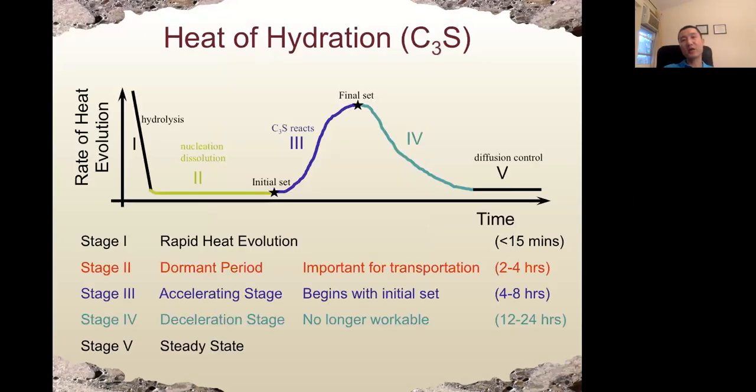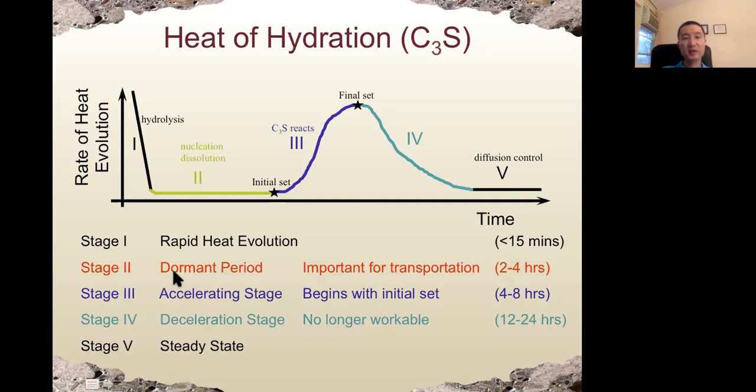All right. So the hydration process of cement compounds with water is very complicated. Here shows the heat of hydration for C3S, one of the major compounds. We can see here 5 different stages. The first stage is called rapid heat evolution, which is less than 15 minutes. That's the process where water dissolves the cement grains into liquid form, so the cement can release ions such as calcium and hydroxide ions into the water solution.